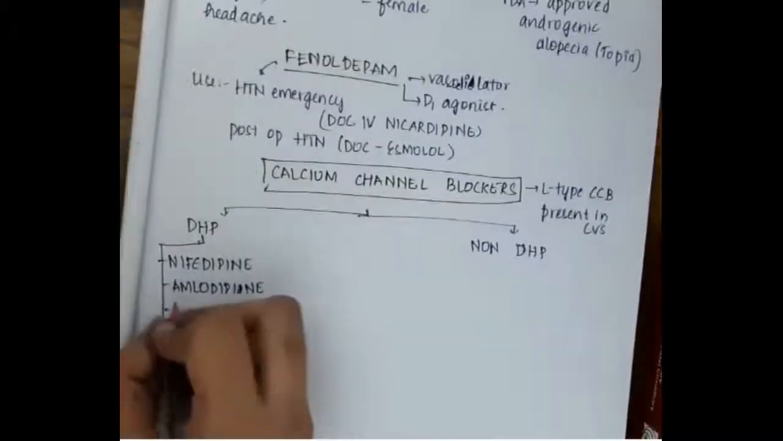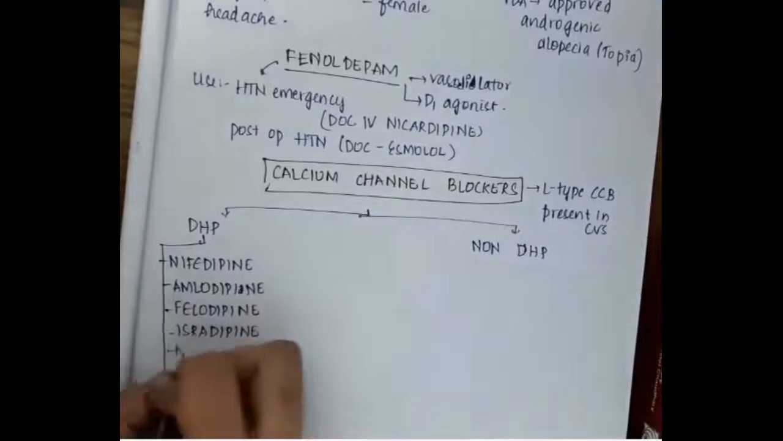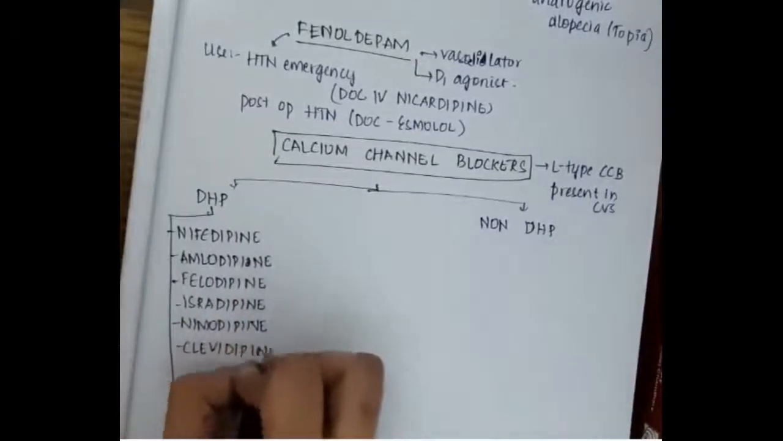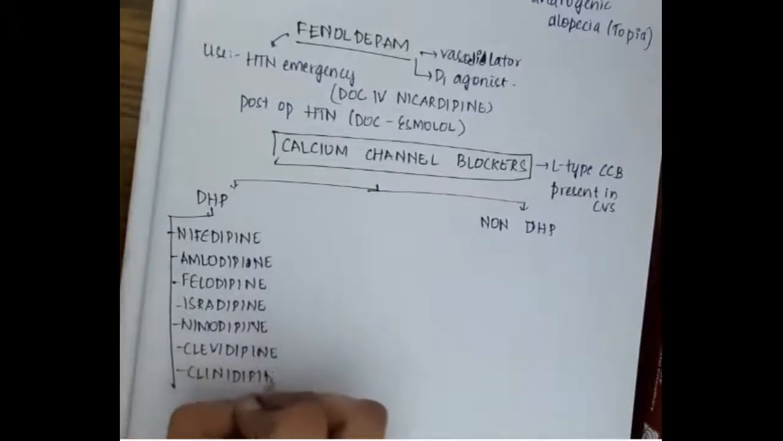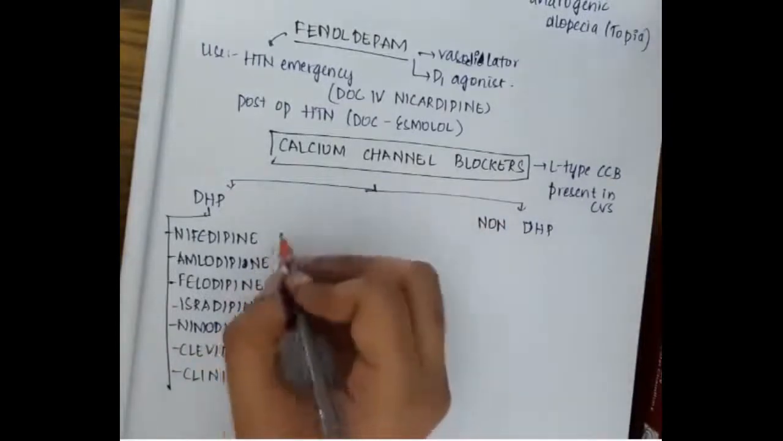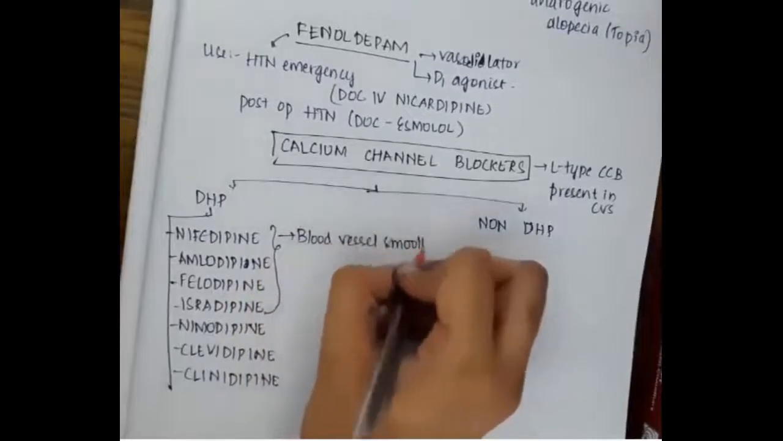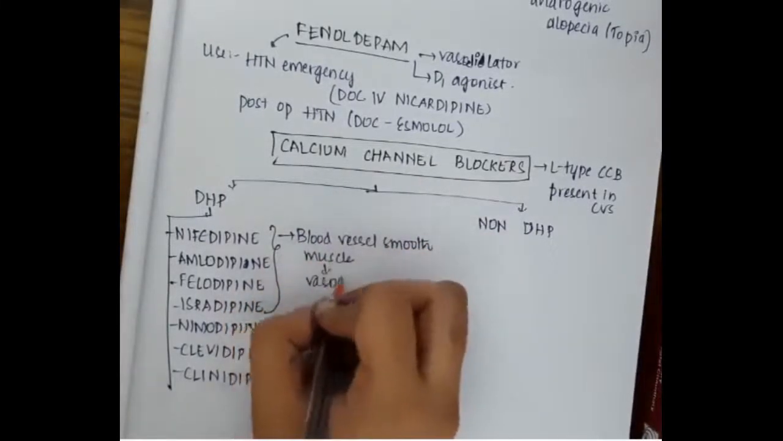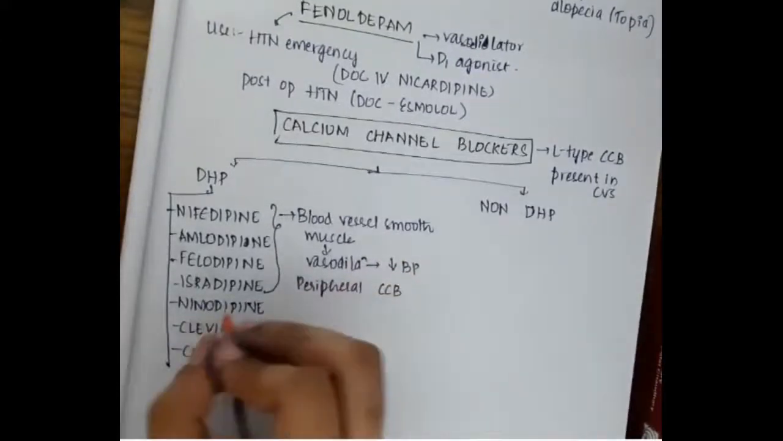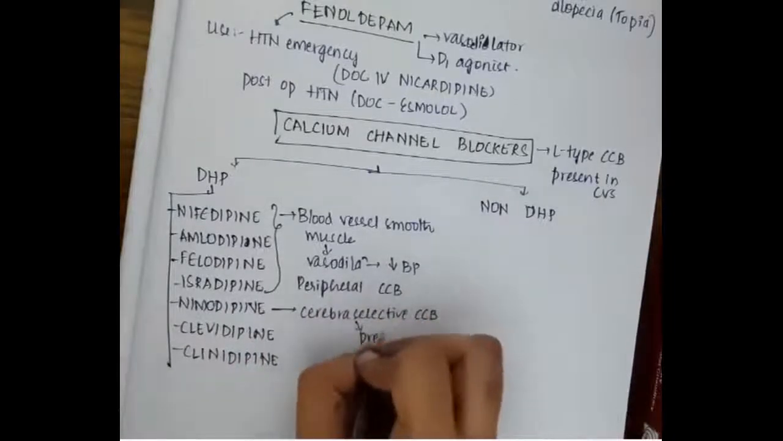In dihydropyridines, the drugs include nifedipine, amlodipine, felodipine, isradipine, nimodipine, clevidipine and cilnidipine. First, nifedipine, amlodipine, felodipine and isradipine all act on blood vessel smooth muscles and cause vasodilatation, and thus decrease BP. Because they act peripherally on the blood vessels, they are called peripheral calcium channel blockers.